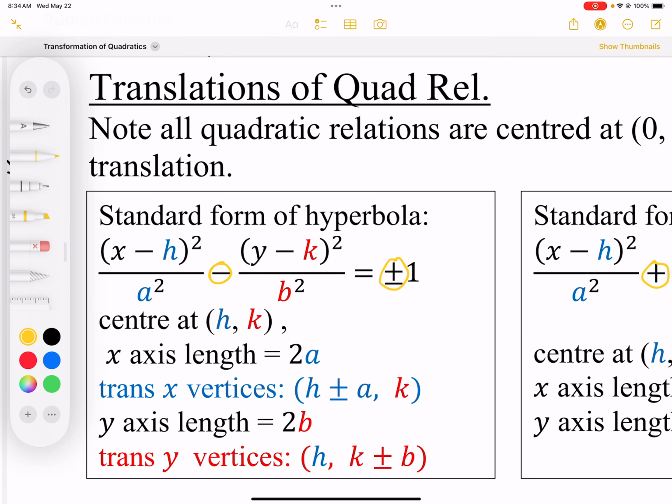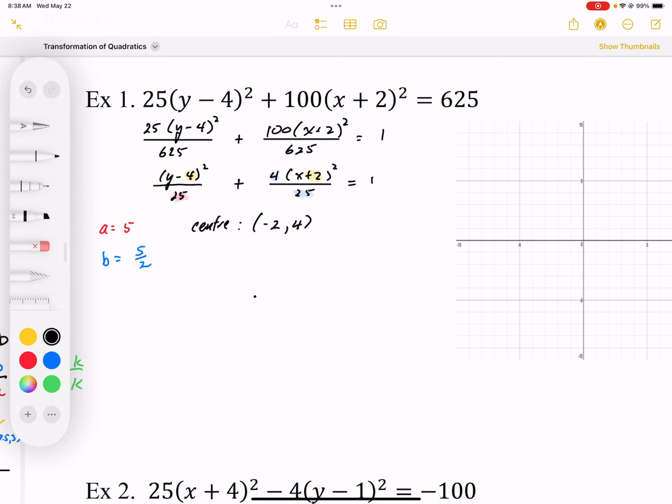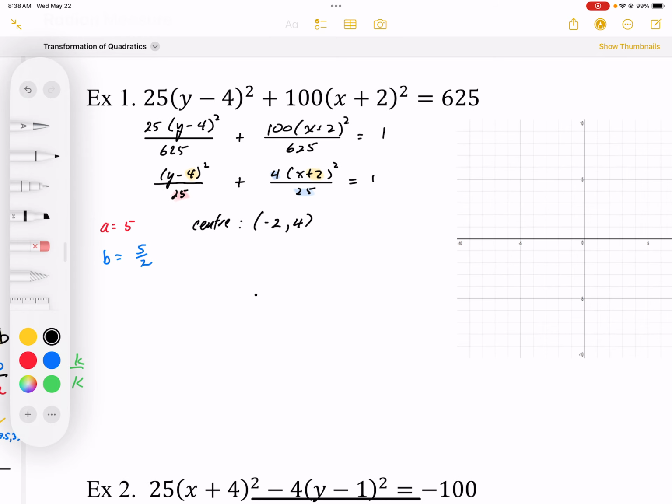The center we get from our h and k values. So that is our k, that is our h. Make sure that you notice that the x and y are switched. So the center is located at negative 2 along the x, positive 4 along the y. So we've established the graphing form. We found the center, a and b.